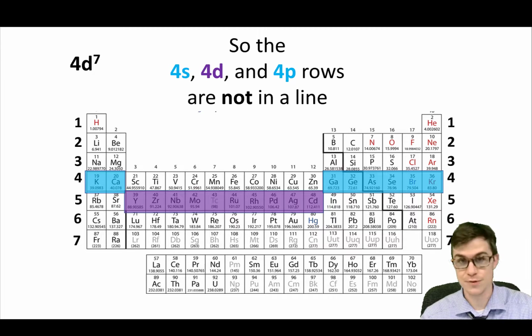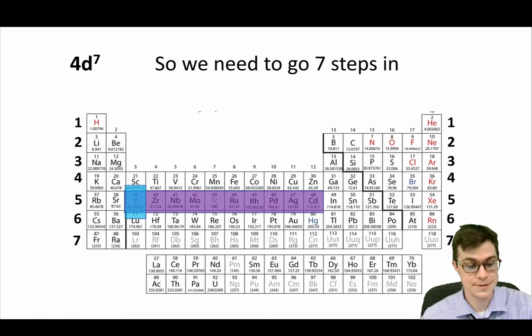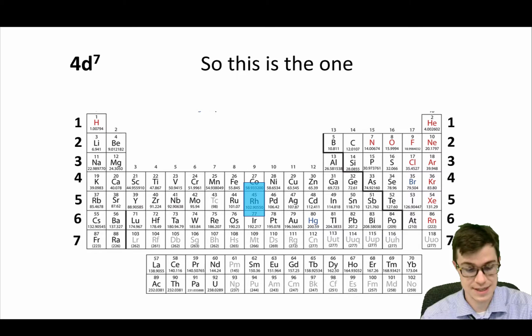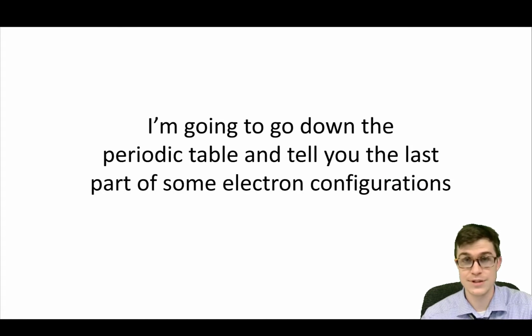So the 4s, 3d, and 4p that I have highlighted here, they're not in a straight line. The d block messes it up. Anyway, so this is the 4d row, and then we need to go 7 steps in. So 1, 2, 3, 4, 5, 6, 7. Rh is your answer, rhodium. Electron configurations for the d block are annoying.